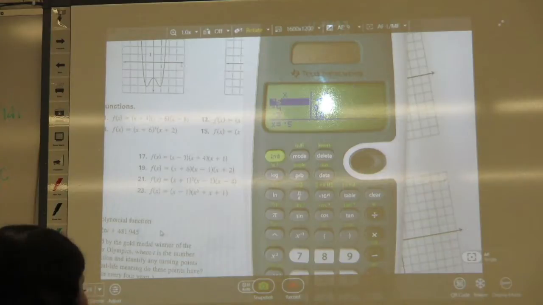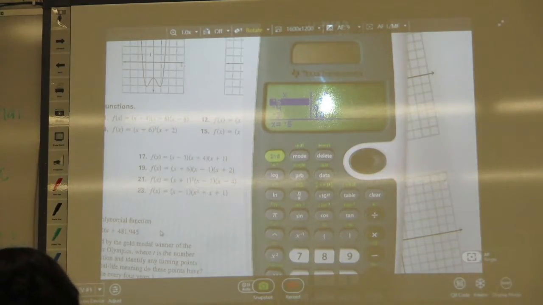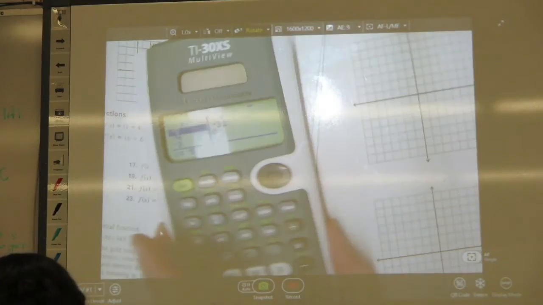Left end's going down, and then the right end will be going up. Remember, this is an odd positive, so they have opposite ends going in opposite directions. All right, so go ahead and copy that table next to your graph as well.